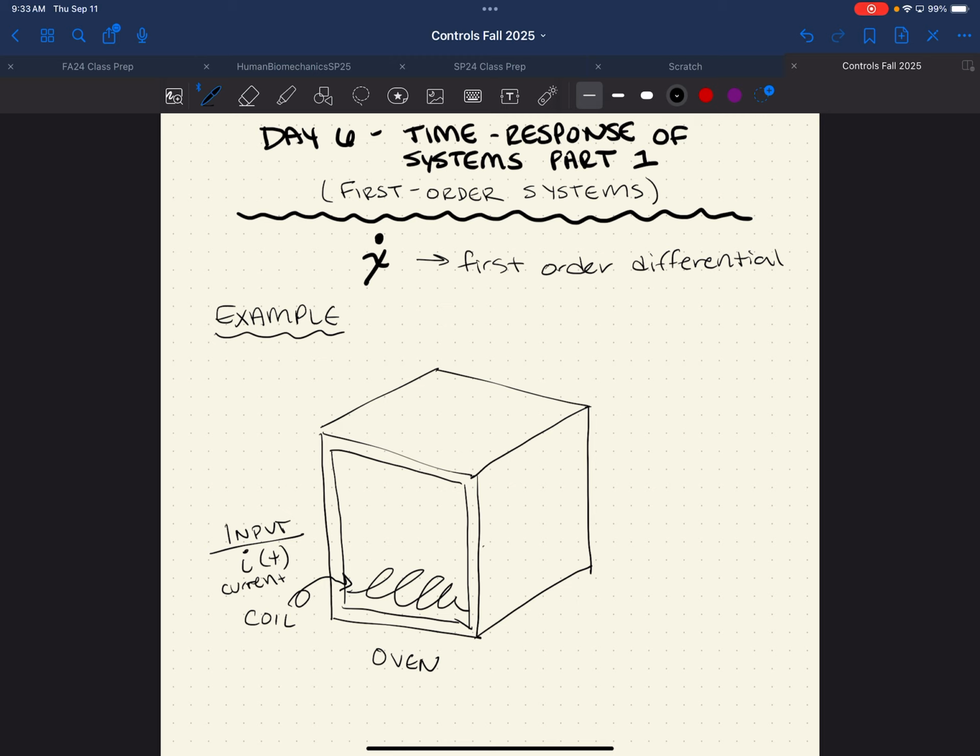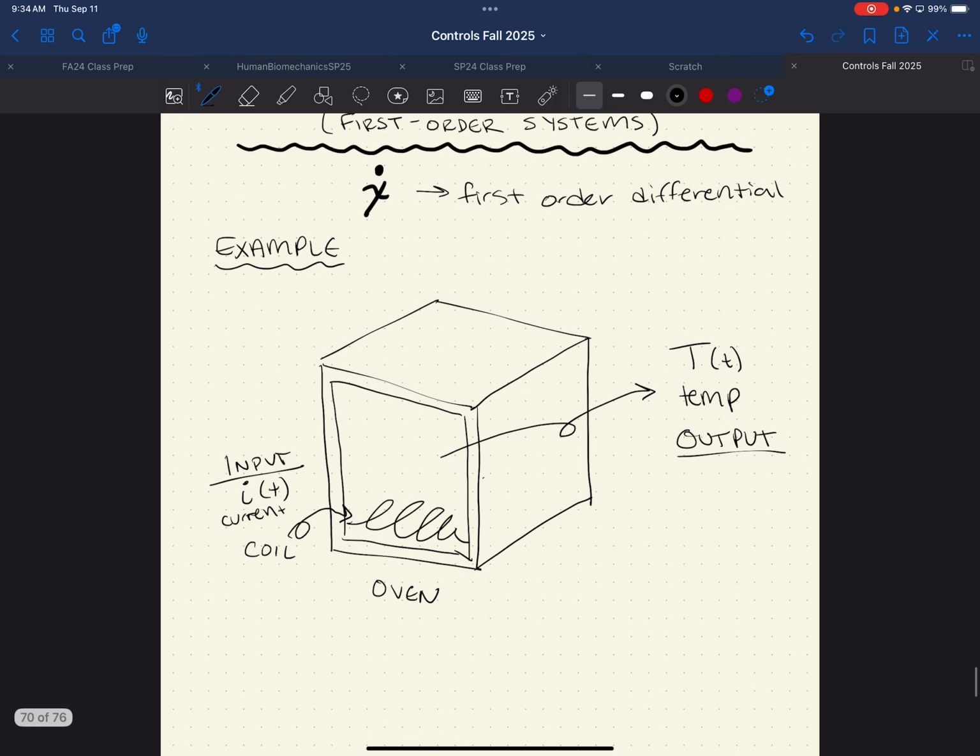And then what do you think our output is? What do we care about with an oven? Temperature, yeah, that's the thing that we care about. We'll call that T of T, and this will be our output. All right.